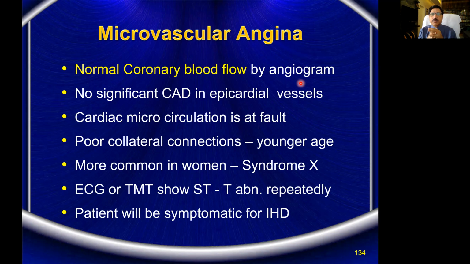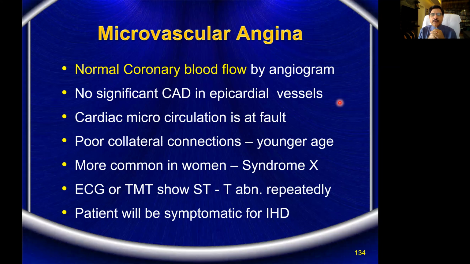But here is a microvascular disease. Majority of these people have cardiometabolic risk factors like diabetes, hypertension, obesity, dyslipidemia, physical inactivity, smoking, so much so the microcirculation is affected before the macrocirculation is affected. For the macrocirculation to be affected, it takes years for the atherosclerotic plaque to develop, become vulnerable and rupture. Whereas here, there are poor collateral connections and a younger age group, more common in women. This is called syndrome X.